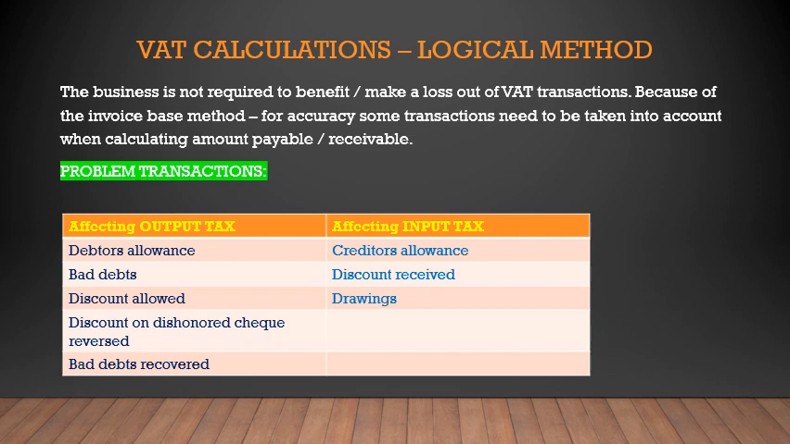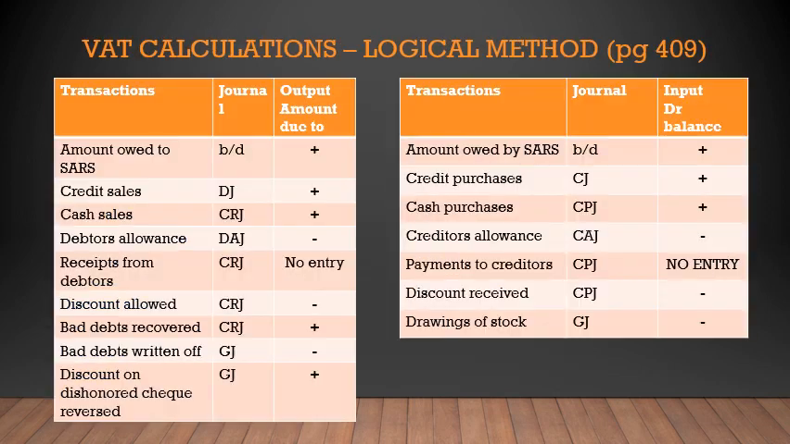So when we are dealing with VAT, these are the adjustments to look for. They are the reasons why we will get it wrong or right. So you need to get them right from the start. I have now summarized all the transactions affecting our debtors or affecting output tax, and the transactions affecting input tax. You need to master this.